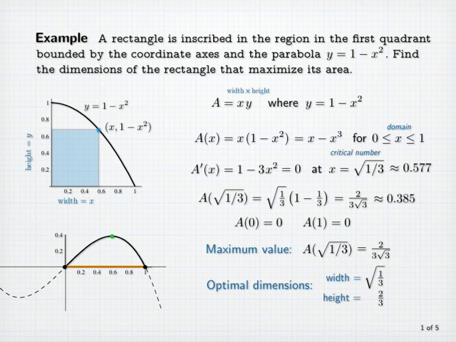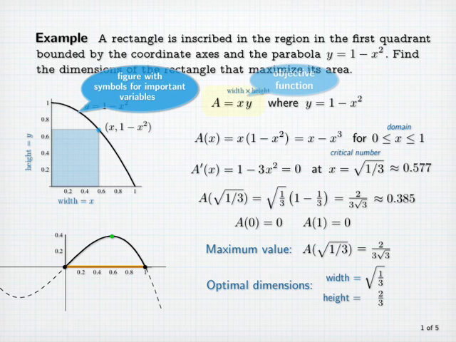Now let's look back and highlight the essential steps in this solution. We began with a figure labeled with relevant variables. Next, we wrote down a formula, here A equals x times y, for the quantity whose maximum we hope to find. This is our objective function. Since the objective function involved two variables, we had an additional equation called a constraint, which came from the fact that one corner of the rectangle is constrained to the parabola.